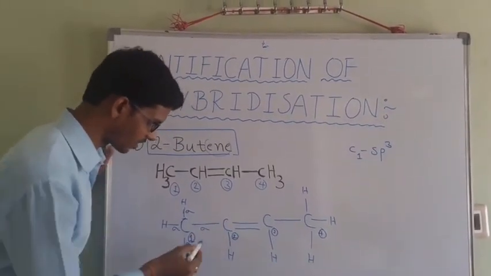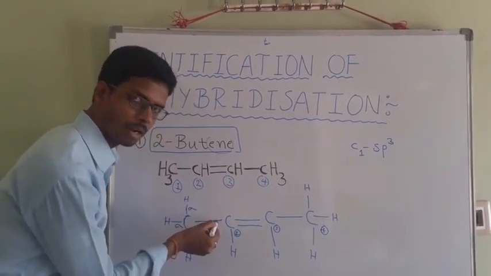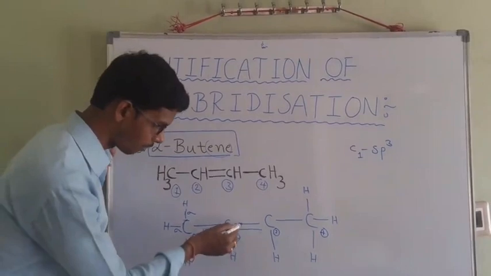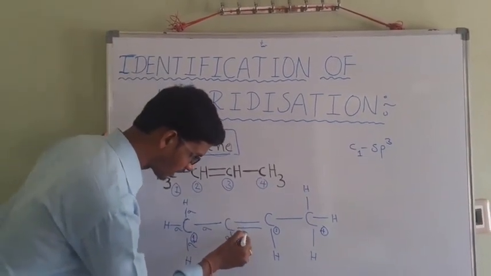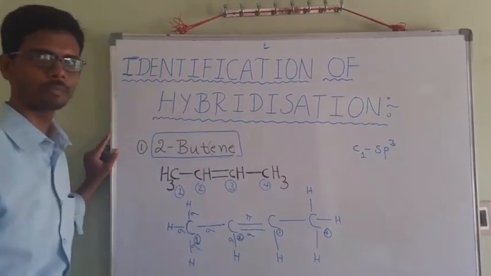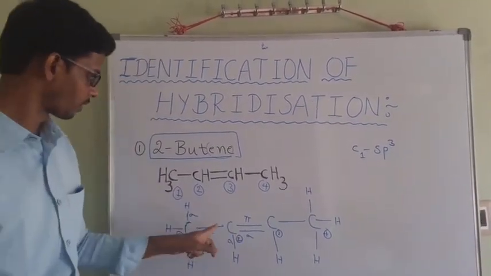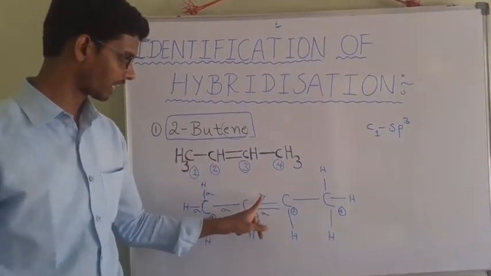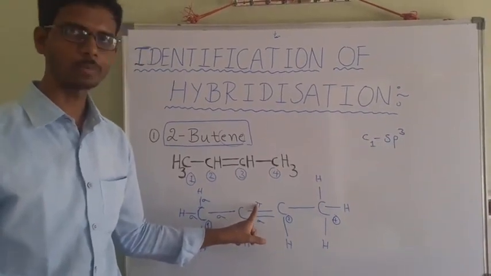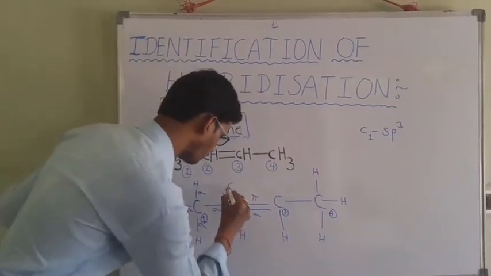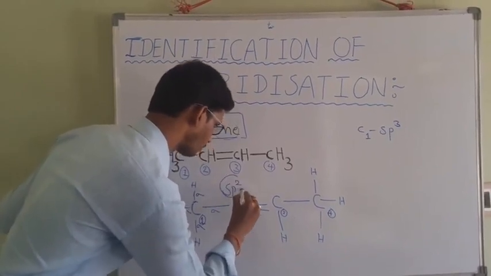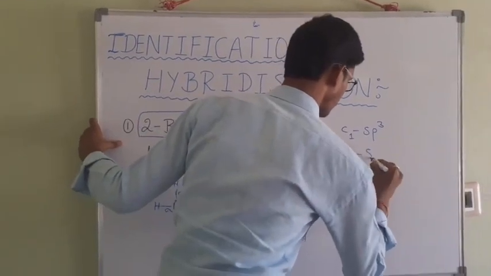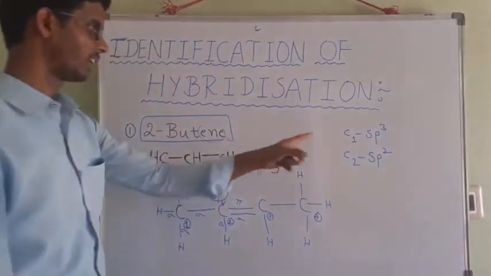Next, let us see the second carbon. The second carbon has on the left side 1 sigma bond, the bottom side also a sigma bond, and this is a double bond, which consists of 1 sigma bond and 1 pi bond. Here 3 sigma bonds and 1 pi bond are present. Since 1 pi bond is present, it belongs to sp2 carbon. That's why the C2 carbon has sp2 hybridization.